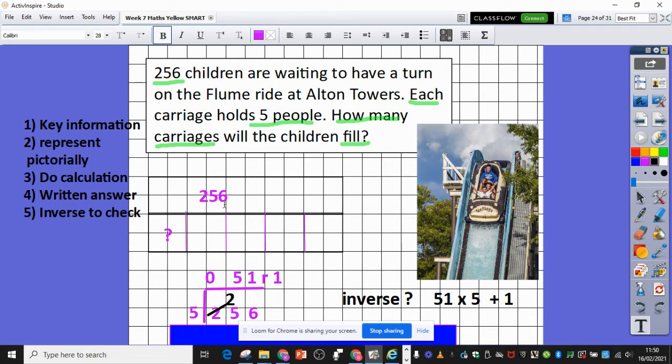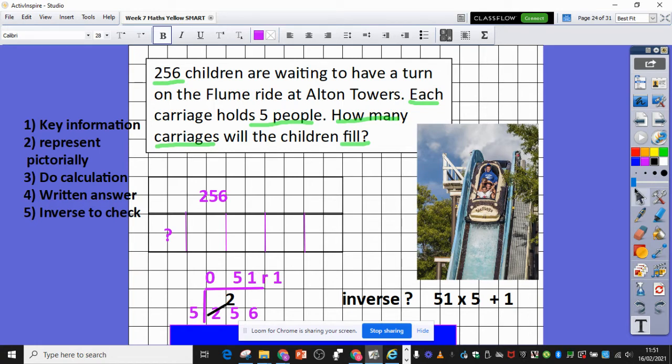So I know I've got 256 children and each carriage holds 5 people. So I've got 1, 2, 3, 4, 5. Okay, so I know that how many carriages am I going to need? So I'm going to here do this calculation, and I'm going to think about 5 into 256. So let me see how I'm going to do this. Okay, so I recognize that I have to do this. So 5 doesn't go into 2, 5 goes into 25. 5 goes into 25 5 times, and so without a remainder. So 5 then goes into 6 once with a remainder.